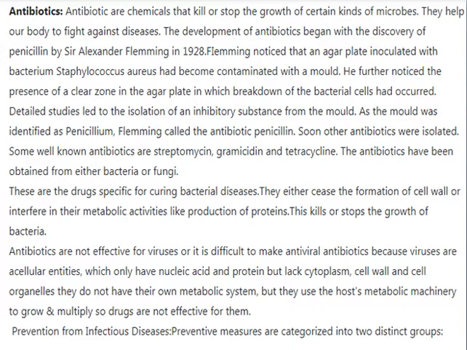And why are they not effective for viruses? Because we know that these viruses have only nucleic acid and protein, but they do not have any cytoplasm or cell organelles, and moreover they do not use their own metabolic system, but they generally depend on host machinery, host tissues to grow and multiply. So drugs are generally not effective for them.